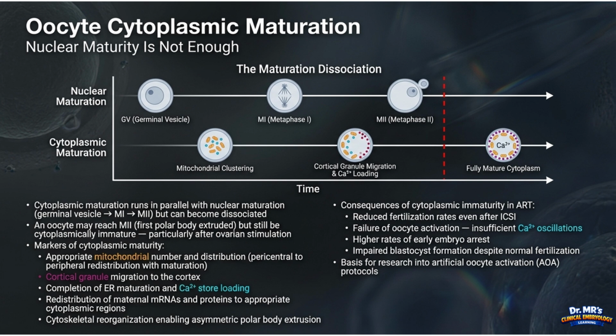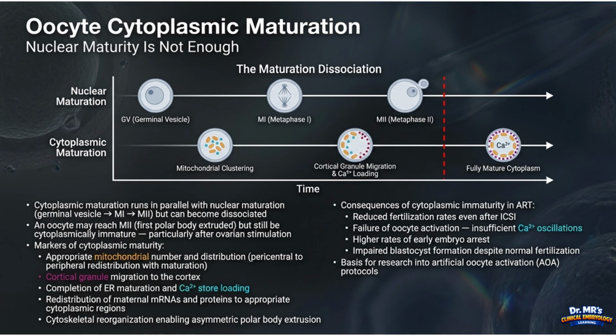What does cytoplasmic maturity actually consist of? There are 5 key markers. First, appropriate mitochondrial distribution. As the oocyte matures, mitochondria redistribute from a pericentral clustering pattern toward a more peripheral dispersal, ensuring that energy production capacity is appropriately distributed throughout the cytoplasm. Second, cortical granule migration. Cortical granules must migrate from their interior positions to form the single-ordered cortical layer beneath the oolemma that enables the cortical reaction at fertilization.